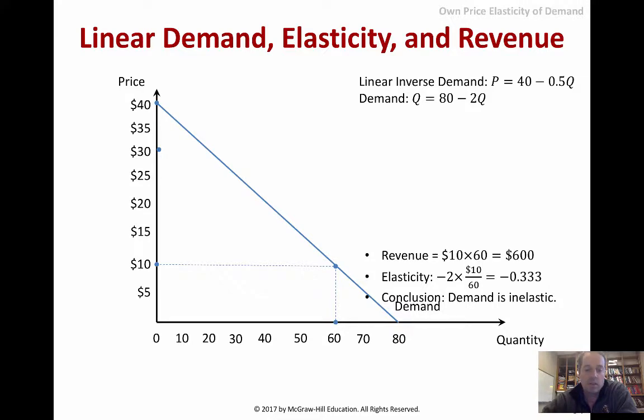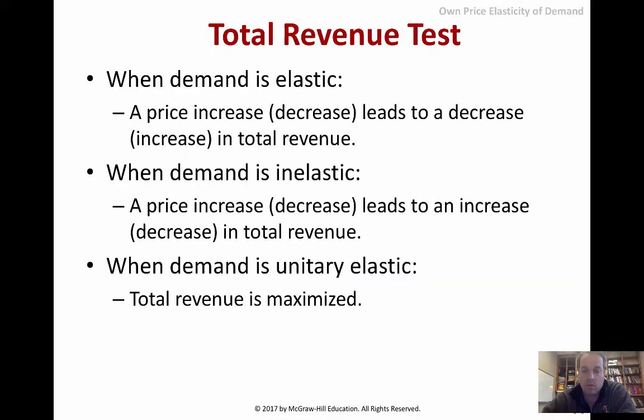For another point, if we looked at a price of 10, the revenue is 10 times 60, still 600. Using the elasticity formula, -2 times the price of 10 divided by the quantity of 60. Now it is a pretty small number, less than 1. So demand is inelastic on this portion of the curve. Even though we have a straight line, intuition may suggest that you'd always have the same elasticity, but in fact that's not true.